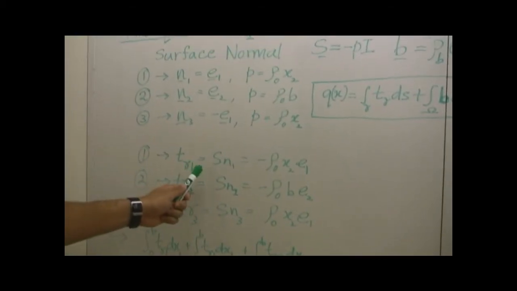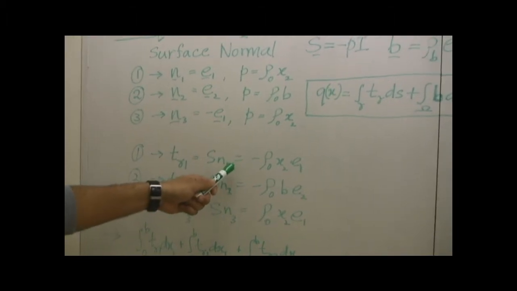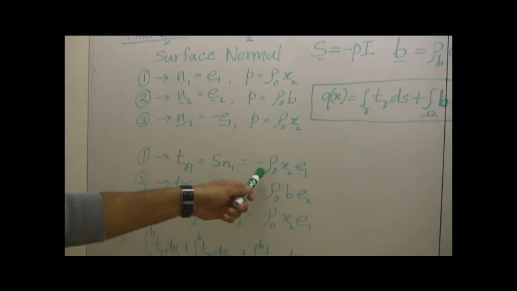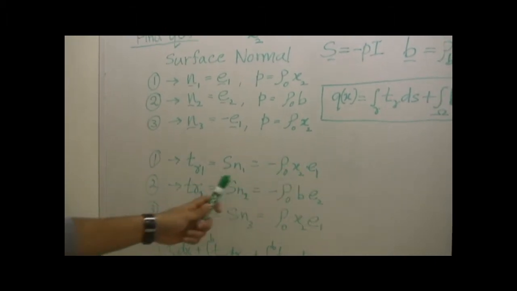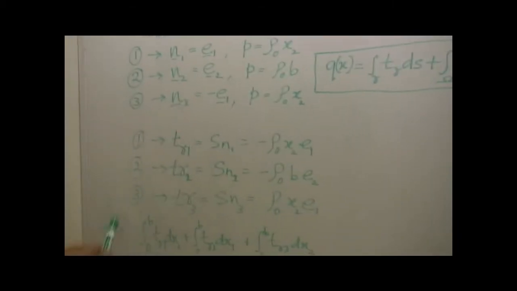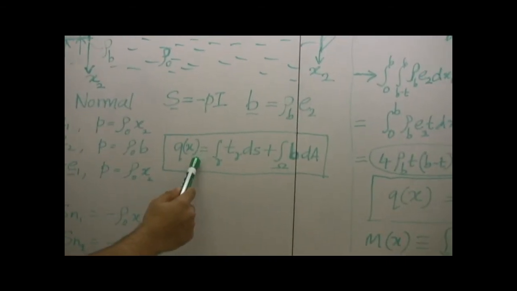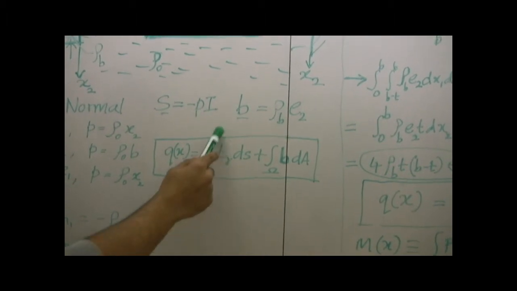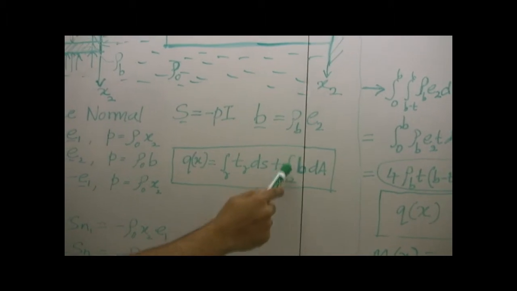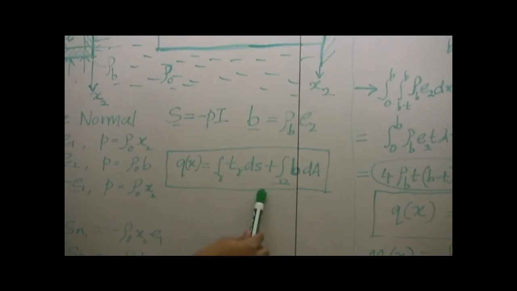Now the traction for surface 1 is again equal to S N1. As we have defined S and N1, we get the result equal to negative rho 0 x2 E1. Similarly, we get the result for surface 2 and surface 3. Now we will go to the definition of the resultant applied force. Resultant applied force is the traction over the surface of the beam plus the body force over the area of the beam. First, we will just find out the traction over the surface of the beam.